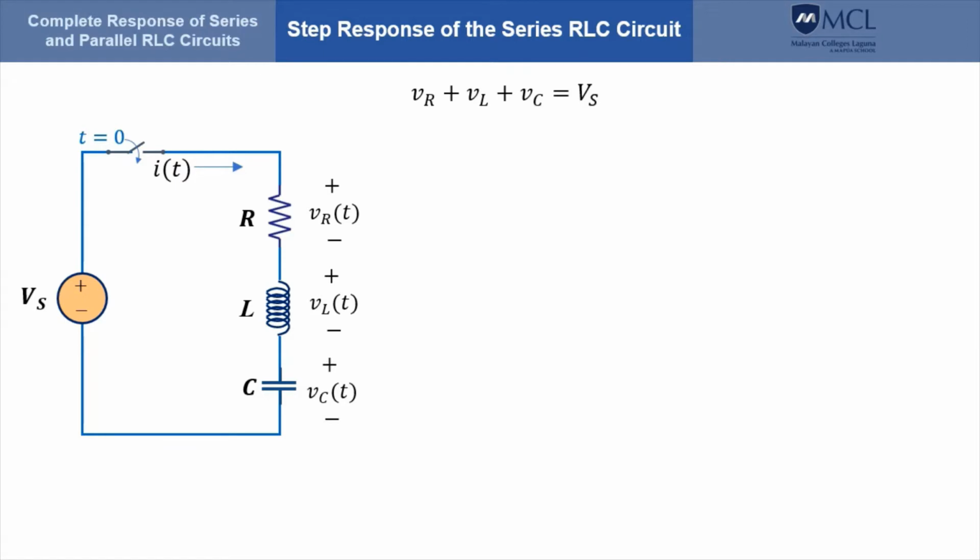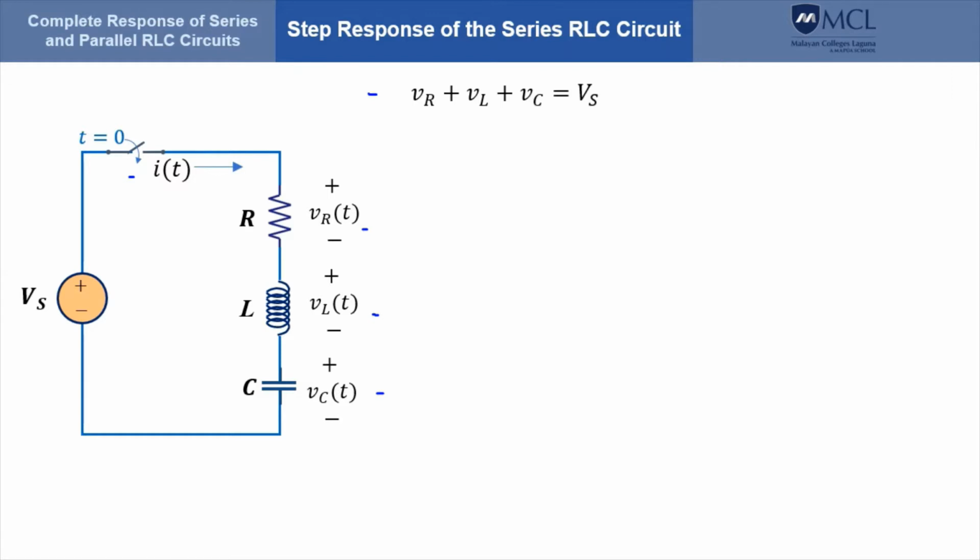Let's say we have a series RLC circuit that is connected to a voltage source via a switch, and let's say that that switch closes at t equals 0. We want to know the response of the circuit, that is, we want to know what is I and the voltages across R, L, and C. So by Kirchhoff's voltage law, we can write this equation. So the total voltage across the elements is equal to the voltage of the source.